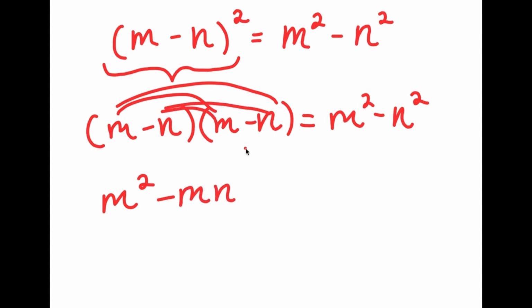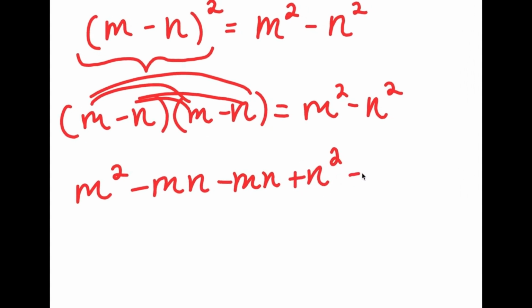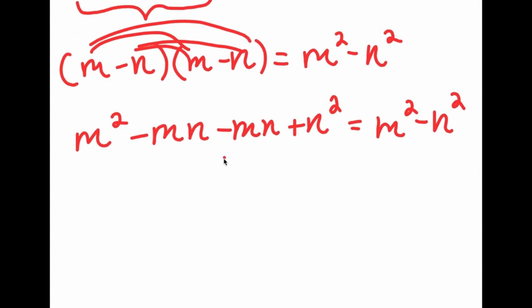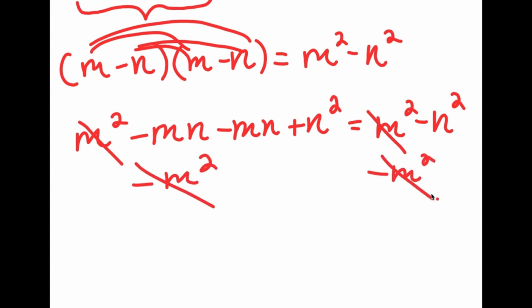Negative n times m is negative mn. And negative n times negative n is positive n squared. So I have this is equal to m squared minus n squared. Now, I can do a few things here. I can first start by subtracting m squared on both sides, so this way these two m squares cancel out.